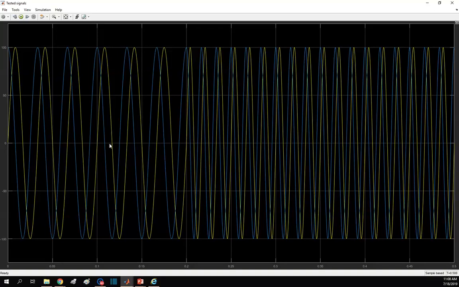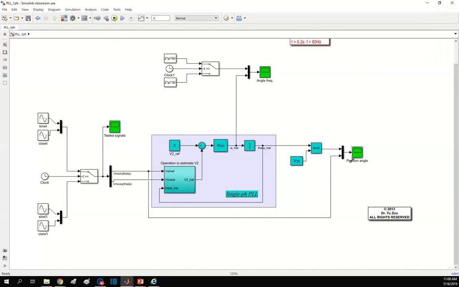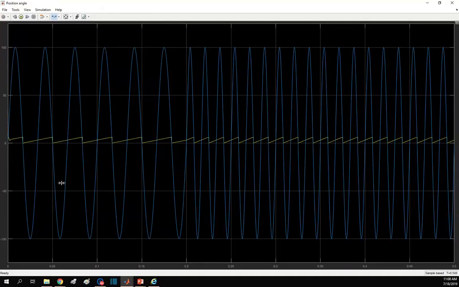Before that, we have a smaller frequency, 30 Hertz. After that, we have double the frequency, 60 Hertz. So we will see how the estimation of the position angle is. Here is the position angle. Obviously, we can see it can track the dynamics.